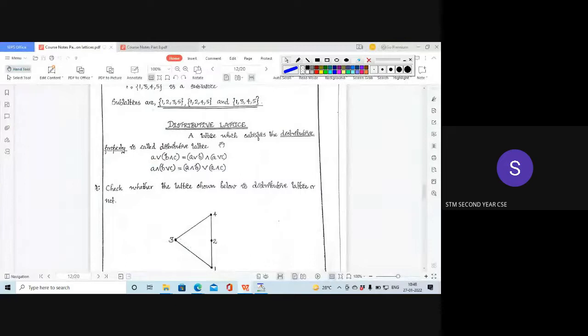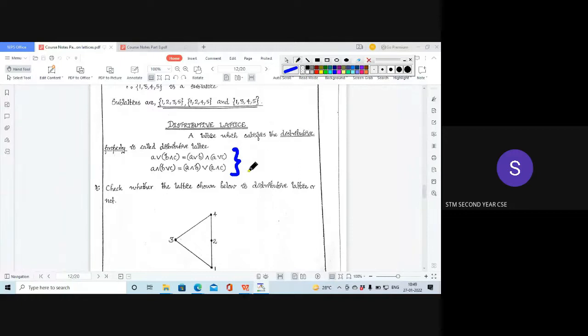See, this is a distributive lattice. A lattice which satisfies the distributive property is called a distributive lattice. So here we have A or B and C is A or B, and this law we are studying from module 1 onwards, isn't it? So this is called the distributive law, and if the distributive law is satisfied in this lattice, then we call it a distributive lattice. Now let us see how it is done.